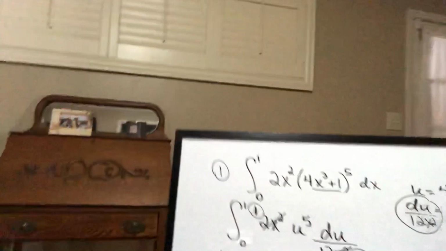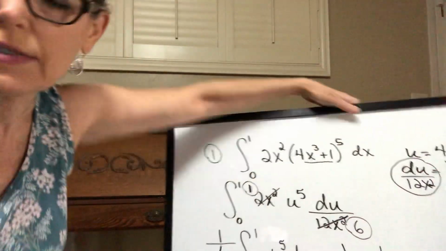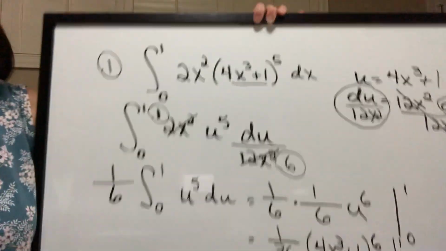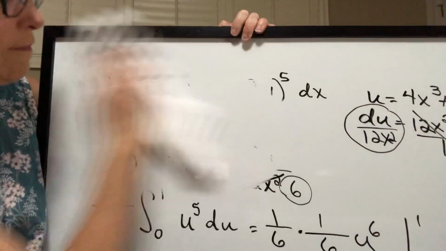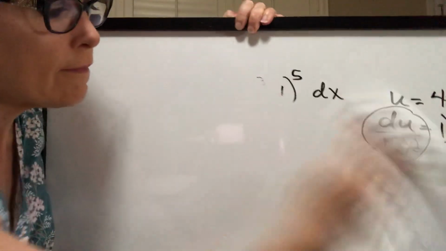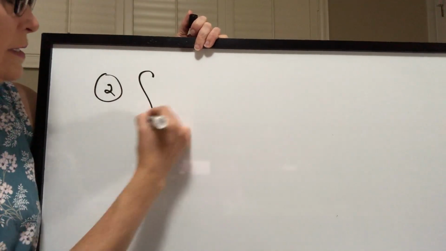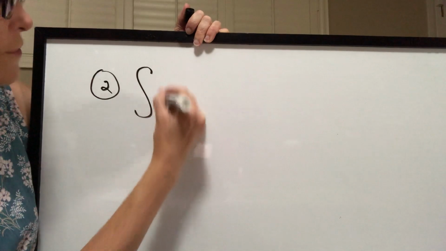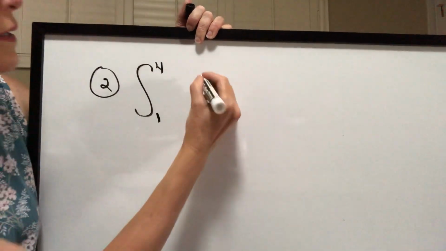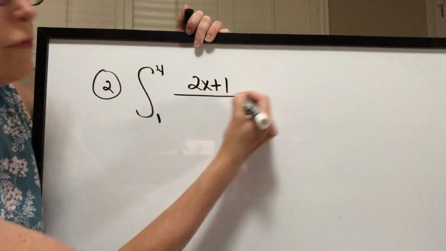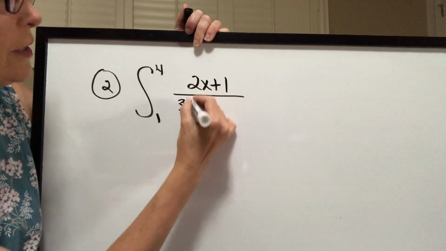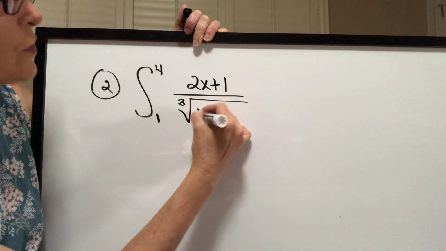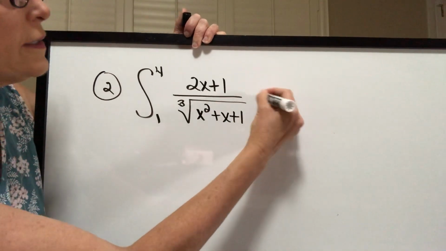Okay, so we're just going to do one more, same process, but this will involve a radical. Okay, so for number 2, we have an integral, and we're supposed to go from 1 to 4. It's 2x plus 1 over the cube root of x squared plus x plus 1 dx.